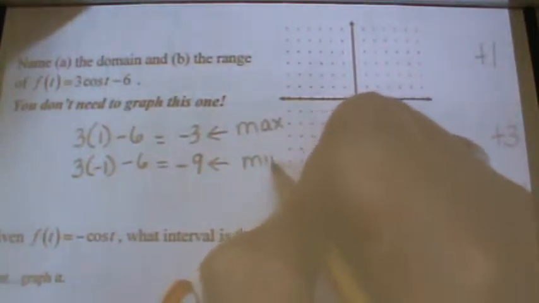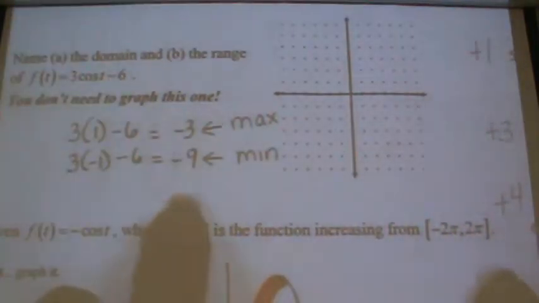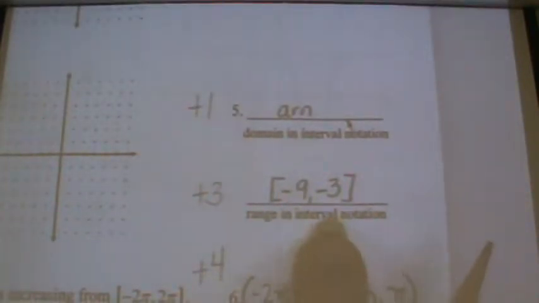This is your minimum. Your domain for sine and cosine is all real numbers, and that's going to be your range. Make sure when you write your range, it's in order from least to greatest. Why did I put brackets with the -9 and the -3? Why do you get a bracket? It's a range, because it's reaching those 2 points.